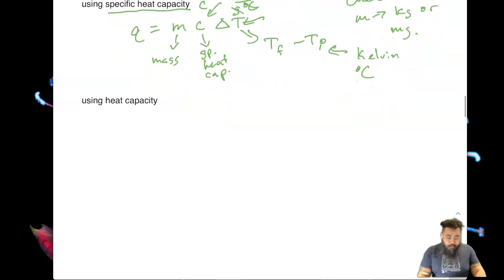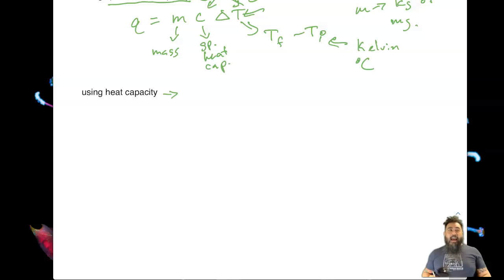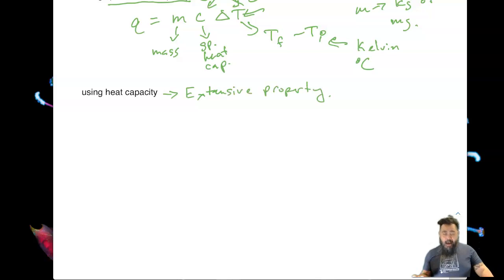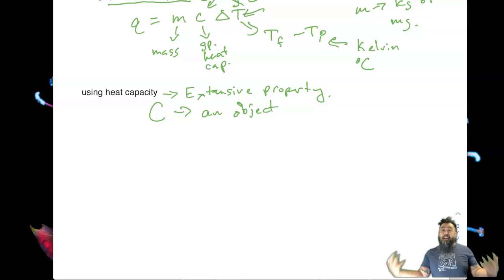We can also use what we call a heat capacity. A heat capacity is an extensive property, and you will most commonly encounter the heat capacity as a capital C. This will be like the heat capacity of an object. Your textbook goes into this in great detail. For example, the heat capacity of a small frying pan is different than the heat capacity of a large frying pan, just because there's more mass in a large frying pan.